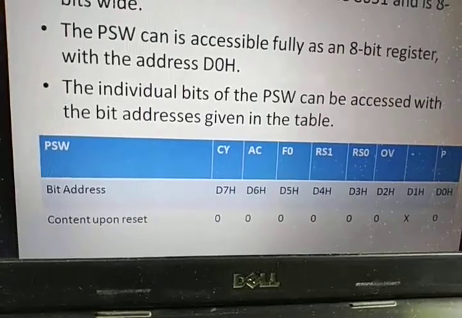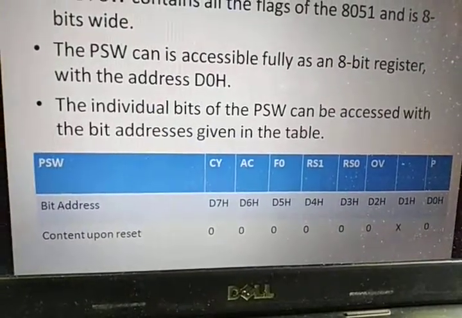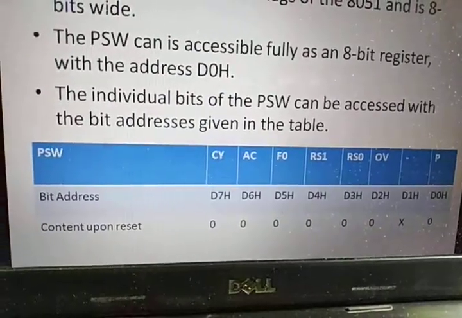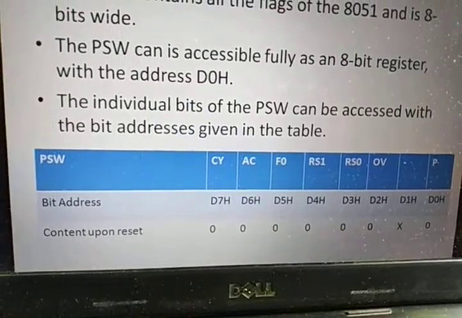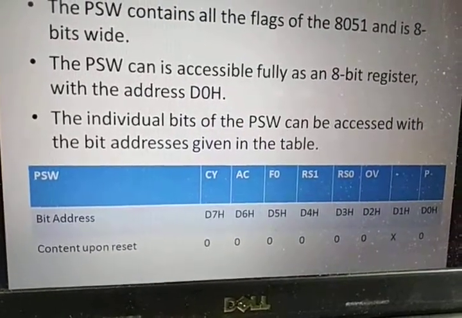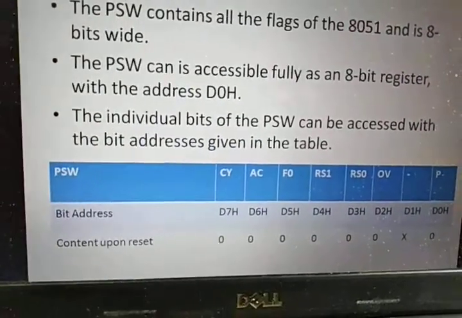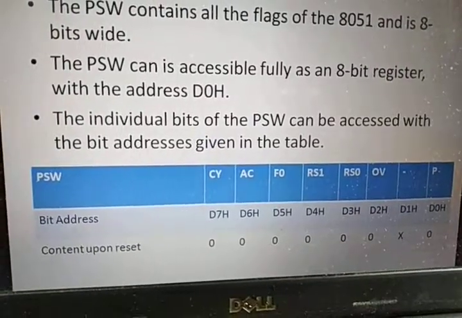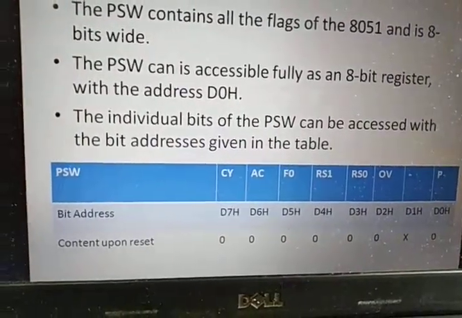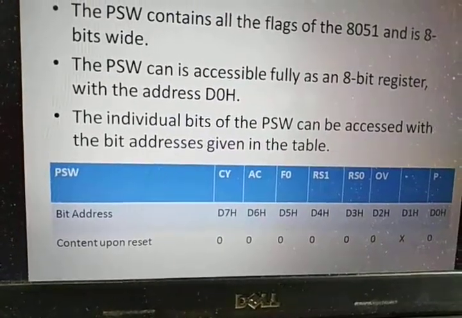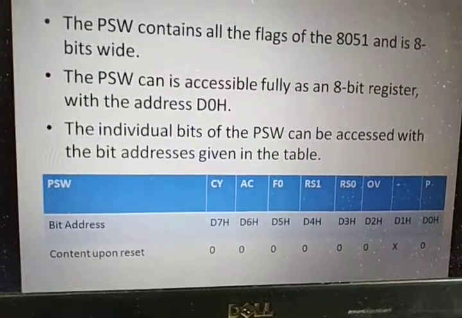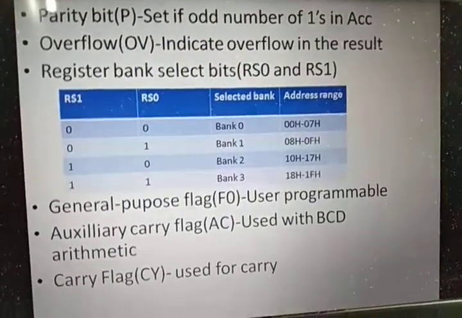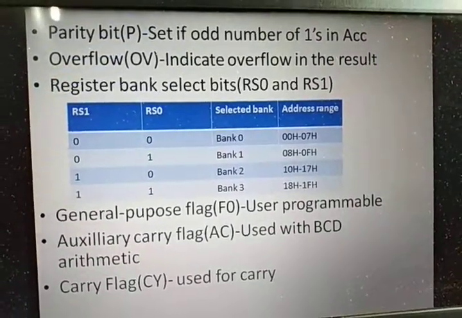That means here in memory we have seen that there are 4 register banks. Which register bank is selected is given by RS0 and RS1, and since 2 bits give 4 combinations, 00 represents bank 0, 01 gives bank 1, 10 gives bank 2, and 11 gives bank 3. The next one is F0, which is a general purpose flag. It can be programmed by the user. And the next one is AC auxiliary carry, and the last bit is carry bit. So this is how the flags are used in process status word to give the status of the ALU operation.